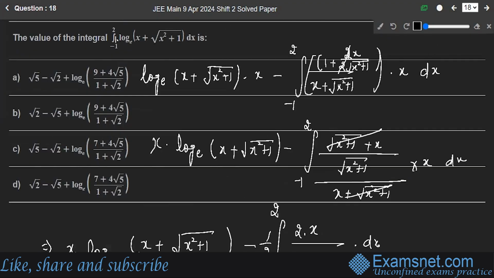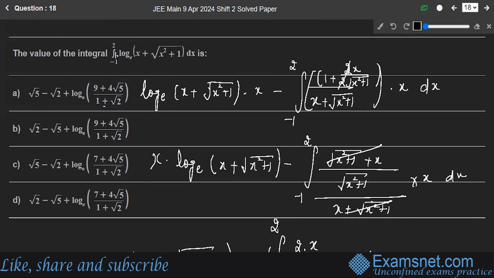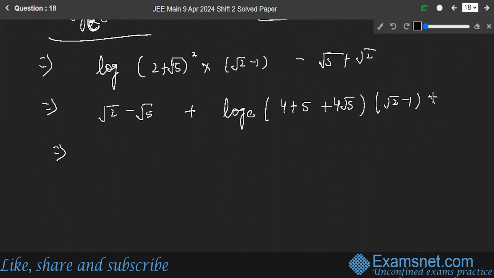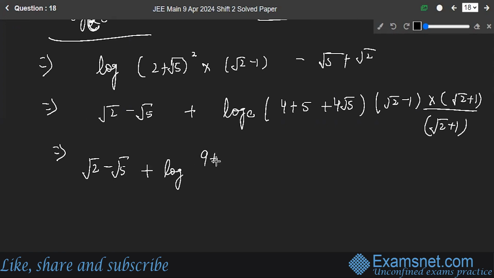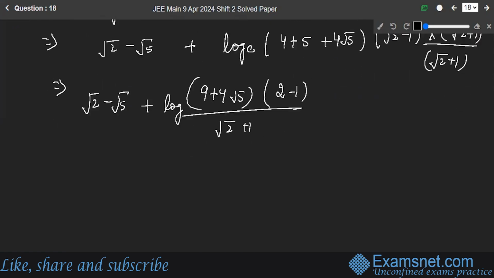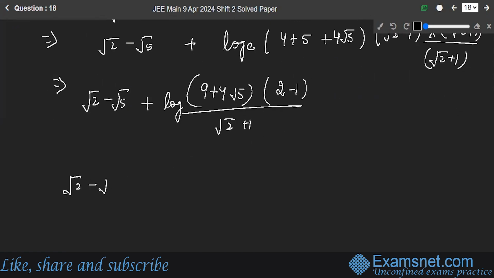in the question, you're having something like 1 plus root 2 in all of them. So I think better, what will I do? Multiply the numerator and the denominator by this. So root 2 minus root 5 plus log of 9 plus 4 root 5 multiplied by a square minus b square upon this. Or this will be root 2 minus root 5 plus log of 13 plus root 5 upon root 2 plus 1. This is the answer to the question.